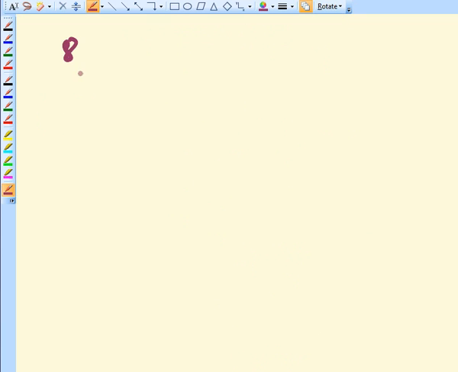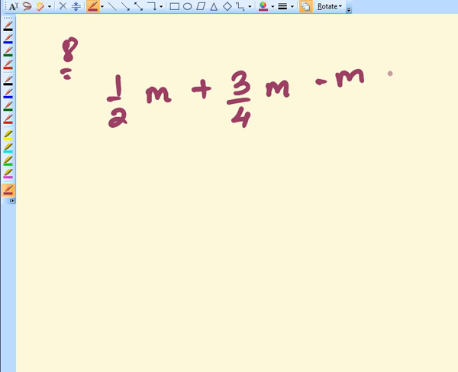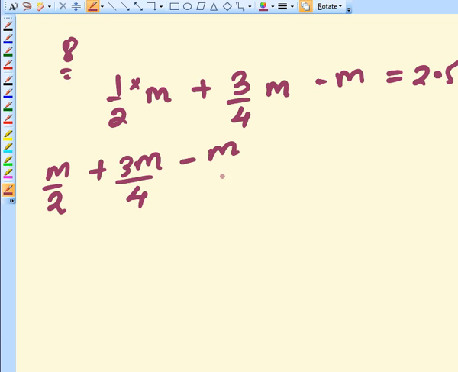Question number 8 is 1 by 2 m plus 3 by 4 m minus m equals 2.5. Now this 1 by 2 m, 1 into m, we can write this as m by 2, plus 3m by 4, minus m. This m can be written as m by 1. Now we are having 2.5, so we will write this as 25, and after the decimal we are having one place, so we have to write upon 10.